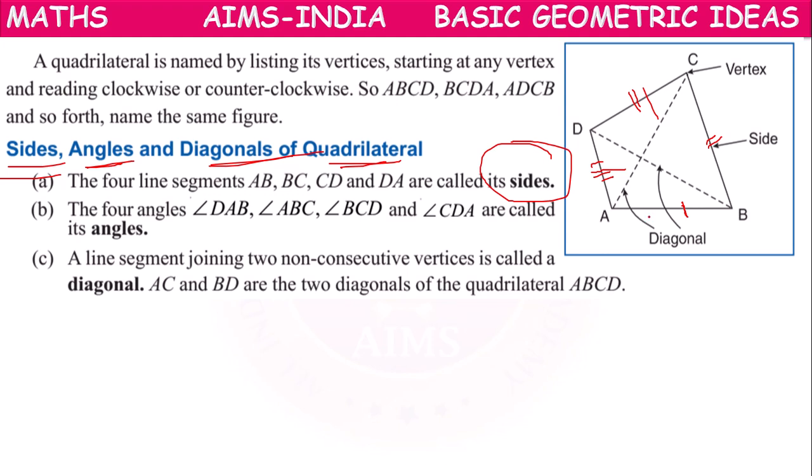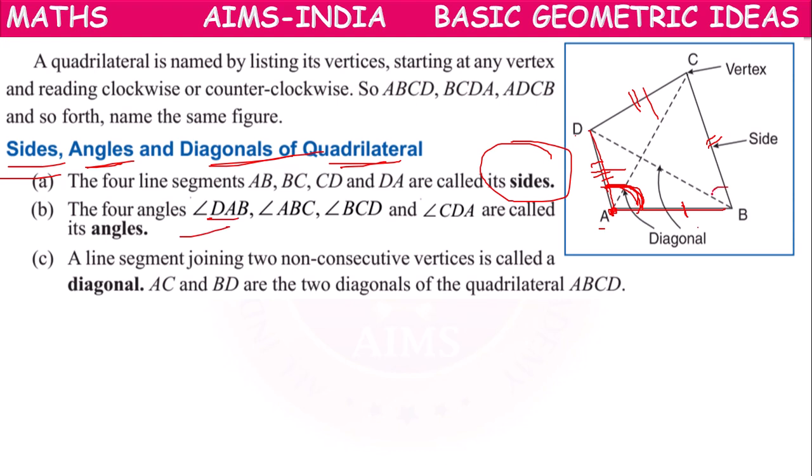Next, this AB side and AD side meet at one point. At that point, one angle is formed. If two line segments join at one common endpoint, an angle is formed at the common endpoint. So this is angle DAB.